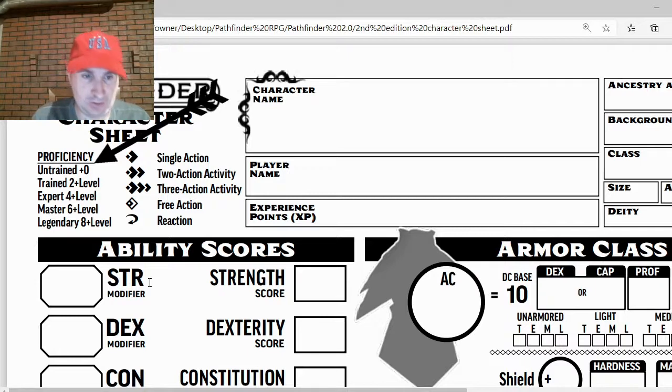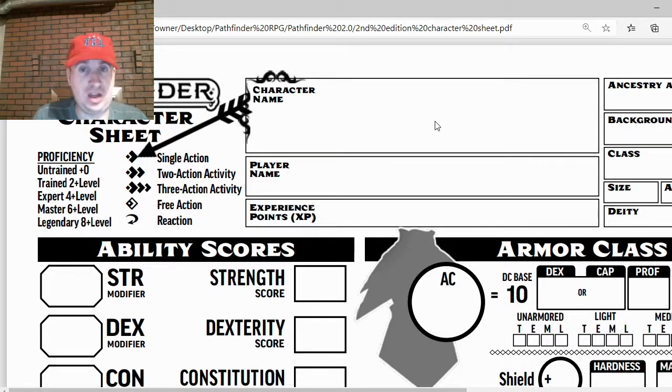As you can see on my screen, if you are untrained in a skill or ability, you get a 0 proficiency bonus to that skill. But if you're legendary, then you get 8 plus your level to that ability. It's very hard for you to fail if you're legendary in something.